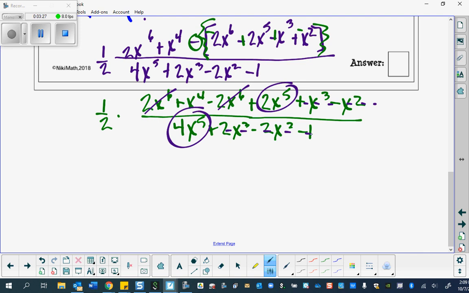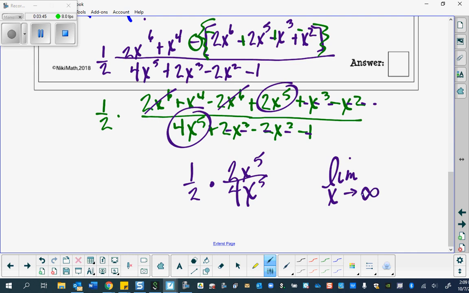So now I've got basically 2x to the 5th over 4x to the 5th. Don't forget about who? So your limit as x approaches, are we going to infinity? How fun is that? Very cool, right? Okay.